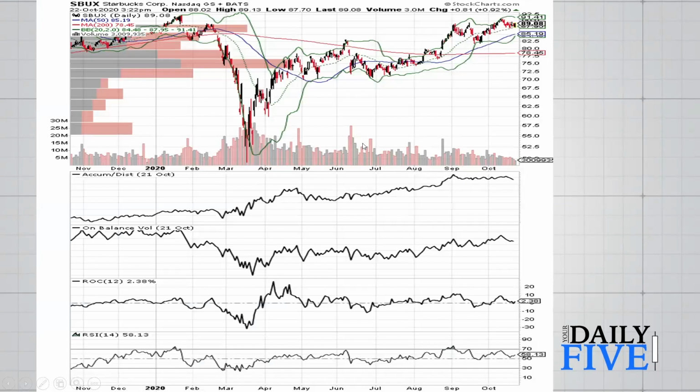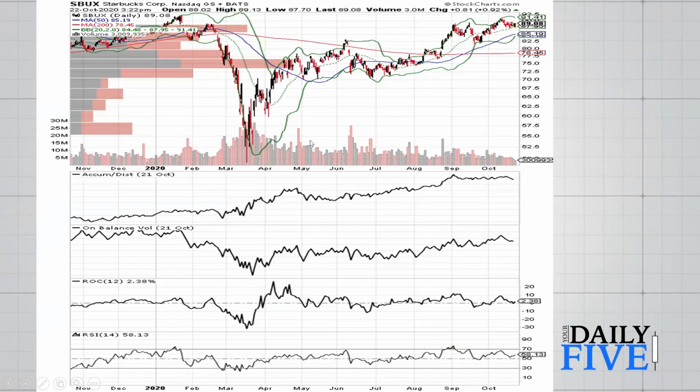And here's a perfect example of that. Here's a chart of Starbucks. And what we want to see here, of course, is that the first thing is that when the advanced decline line is going up, you want to make sure your stock is following the same general trend line. If it's not, you don't want to be in it.